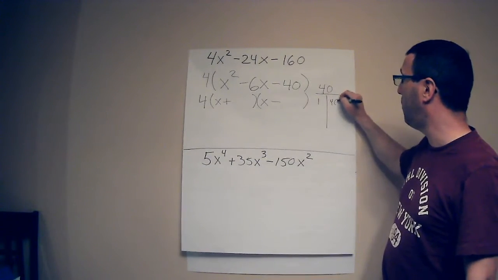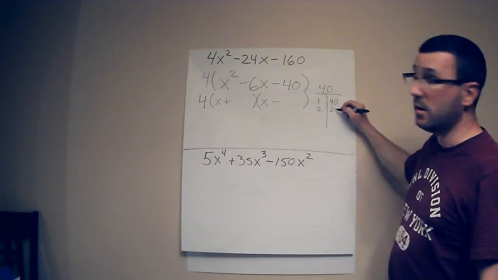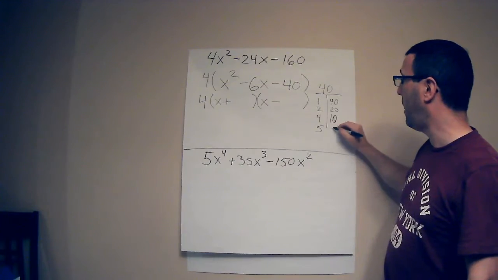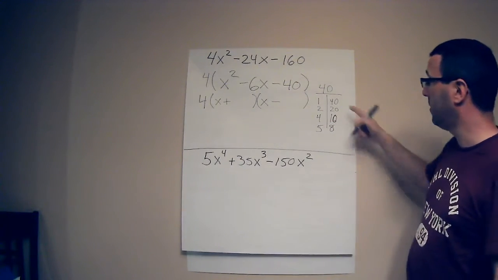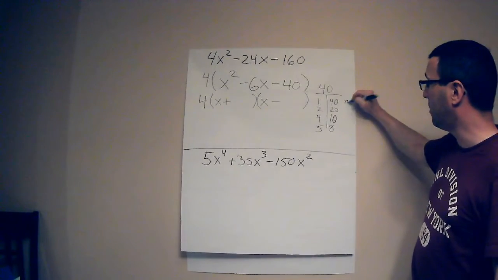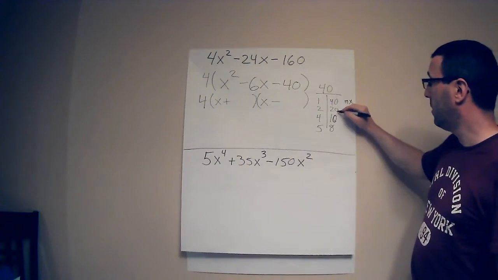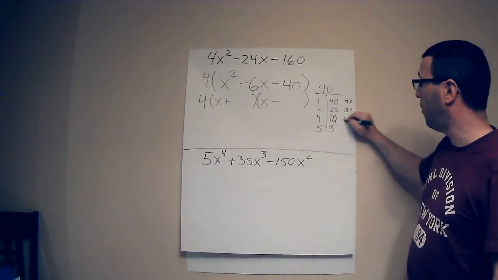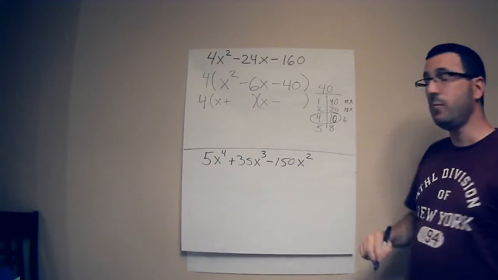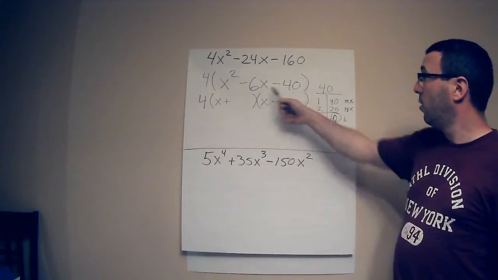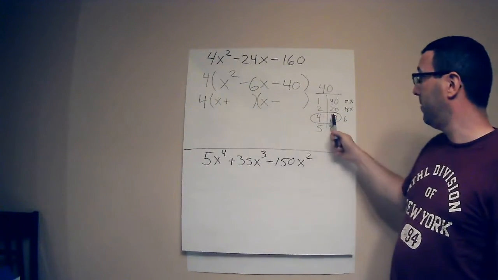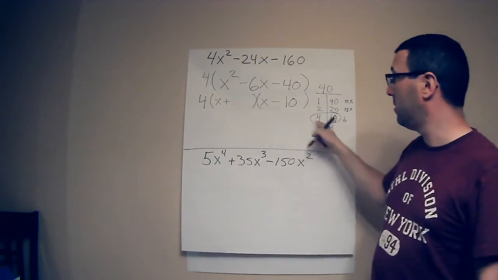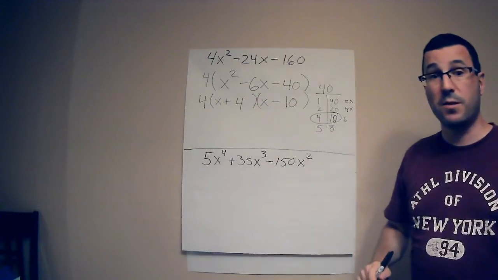I get 1 and 40, 2 and 20, 4 and 10, 5 and 8, and that's it. We do our subtraction. That's 39. No good. 20 minus 2 is 18. No good. 10 minus 4 is 6. There are our numbers. The bigger number is going to wind up being negative. 10 is bigger, so 10, conveniently enough, goes in the second parentheses. 4 in the first parentheses.